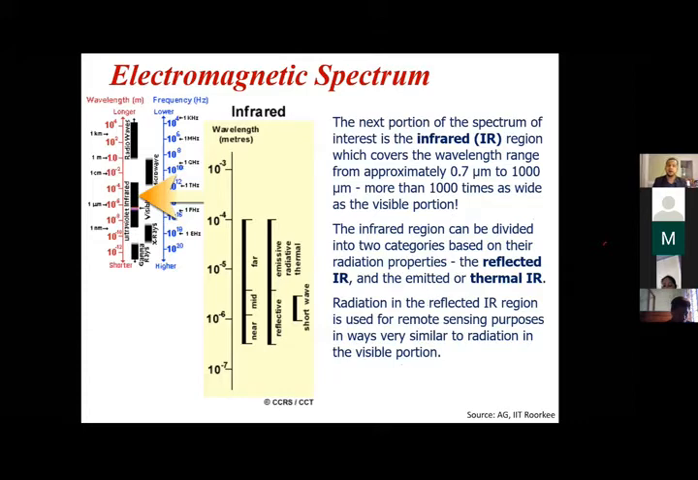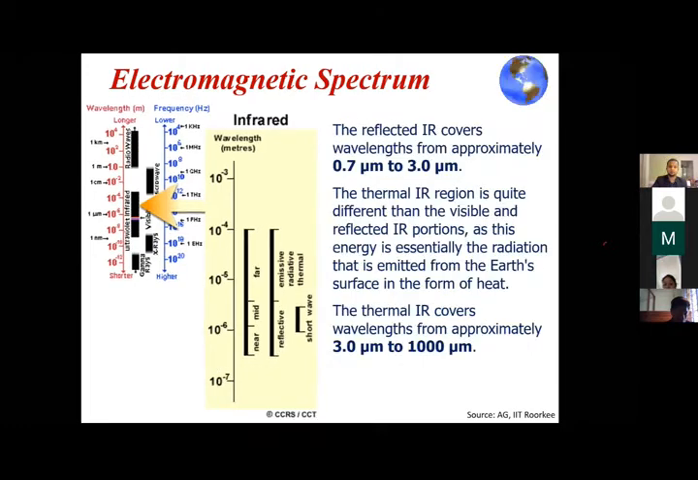For example, when the sun illuminates a surface on the ground, it heats up the surface. But once the source of illumination is removed, the heat energy that the Earth's surface has gained over time is emitted. And that portion is called the thermal IR and has wide applications when it comes to earth sciences. So as I said, the reflected IR is from 0.7 to 3 micrometers. It almost behaves like the visible part. And the thermal IR, which is the emitted portion of the IR radiation, is from 3 micrometers to 1,000 micrometers.